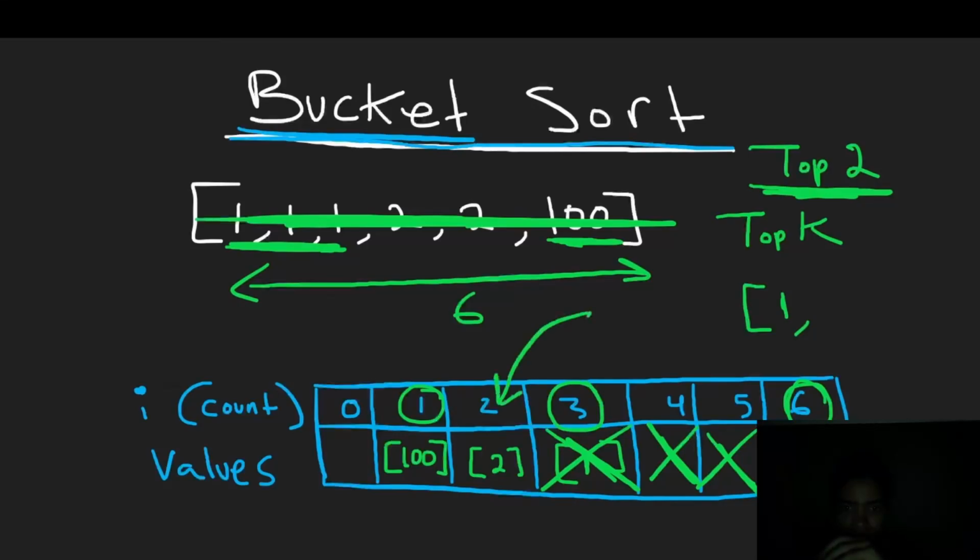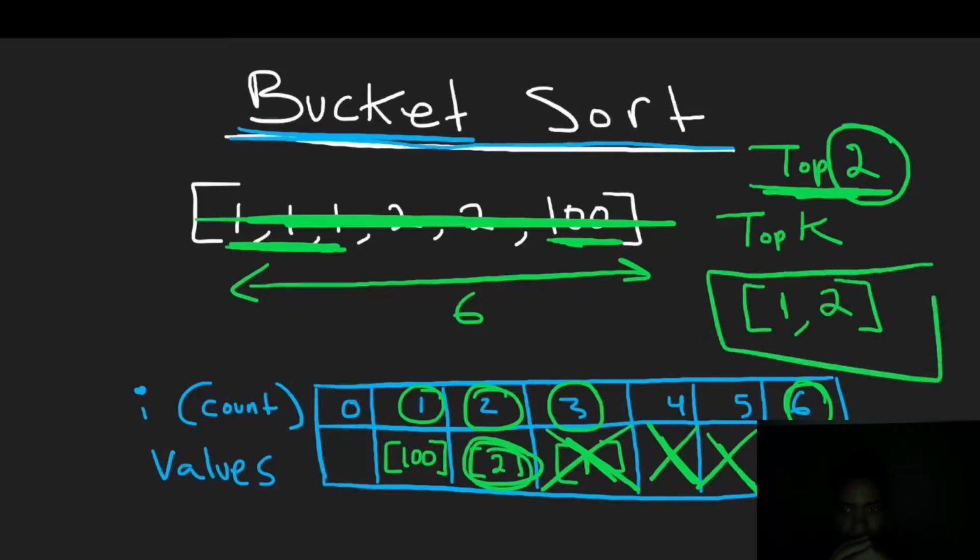So now we're going to go here. Which values occur twice? A single value, and that value is 2. So we're going to add that to our output array. So now we've gotten the top 2 values, and then we can return this array.